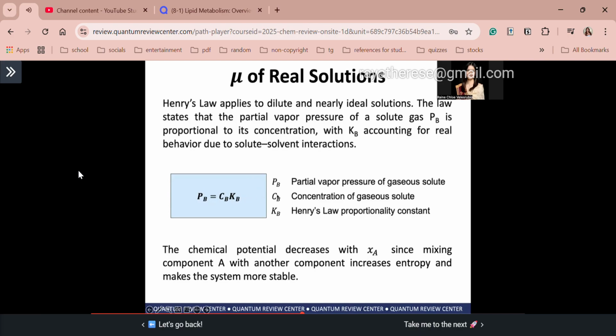And then KB, it is your Henry's law proportionality constant. A constant that depends on how easily B will evaporate. Okay? It describes again how easily B evaporates. Okay? So, here guys, nasabi nito, the more B you dissolve, the more component B will go into the air and evaporate. Okay? Yun yung described ng vapor pressure.